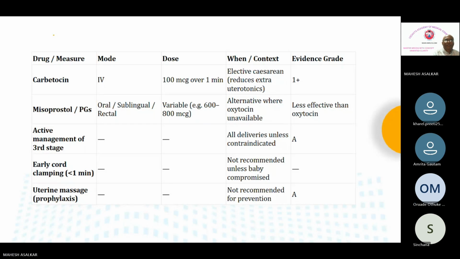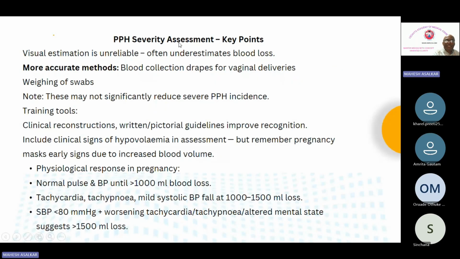Okay. Then PPH severity assessment, visual estimation. This all we have seen. Okay. What happens, there are clinical signs of hypovolemia in assessment, but in pregnancy, pregnancy will mask the early signs due to increased blood volume. Because of the physiological response in pregnancy, normal pulse and blood pressure will be there till the patient loses up to 1000 ml of blood loss.